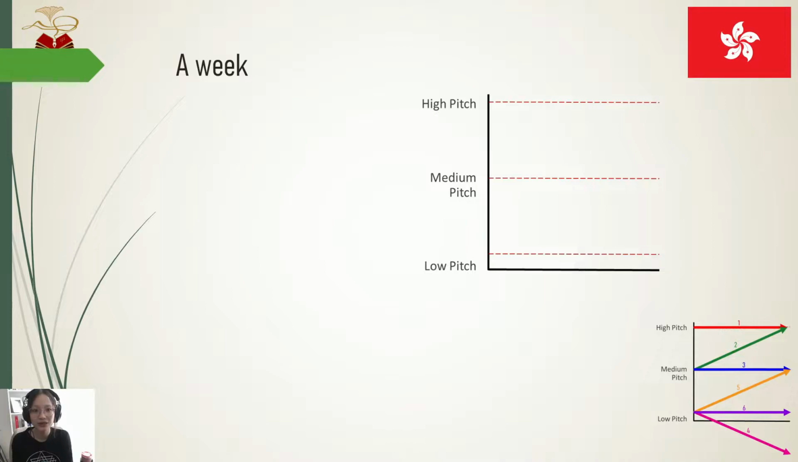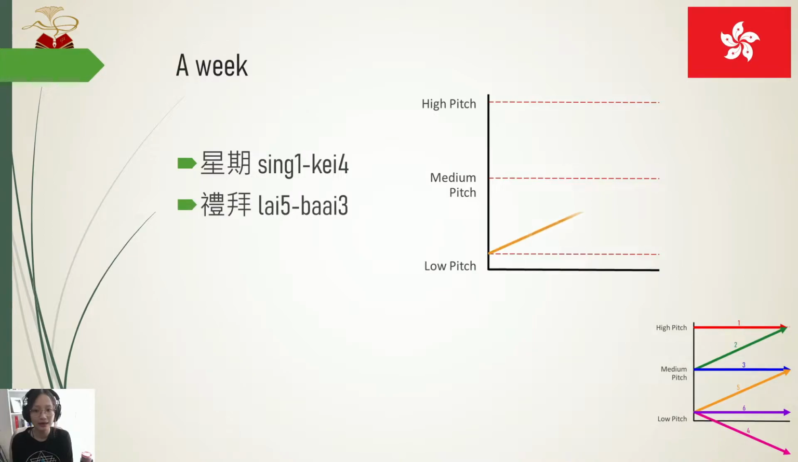So, there are two ways you can say the word for week. First of all, you've got Sing K. Let's try that again. Sing K. So that's one way. The other way is Lai Bai. Again. Lai Bai. So you can use these interchangeably. There's no real difference between these two anyways. So whichever one suits you best.